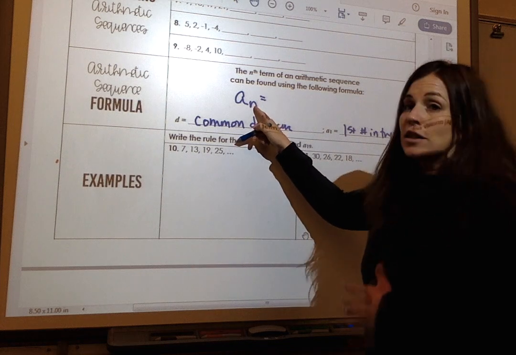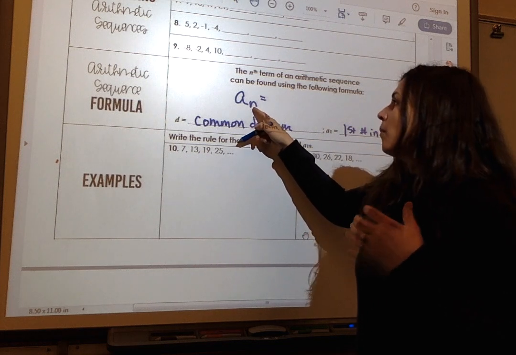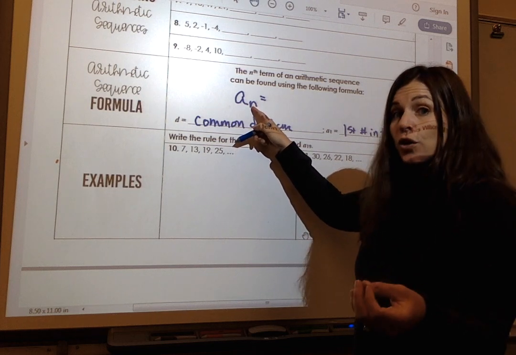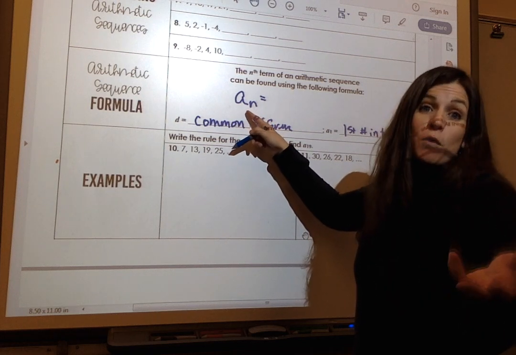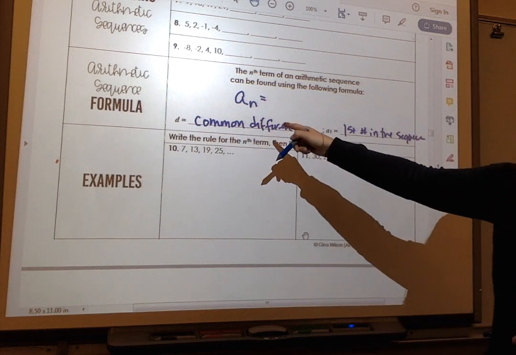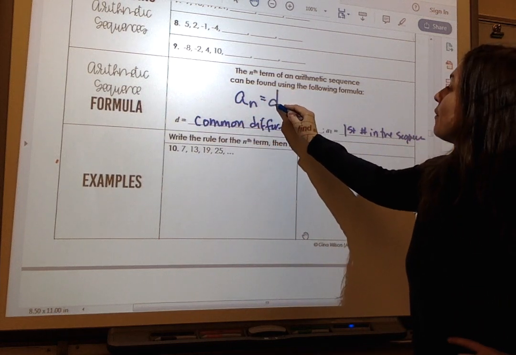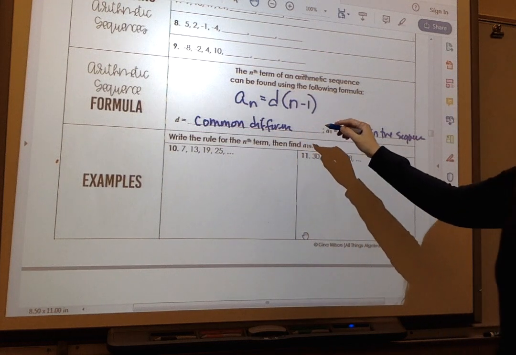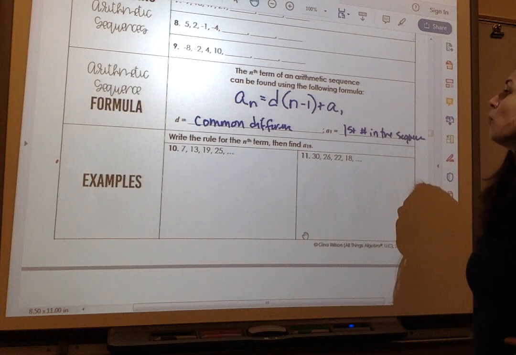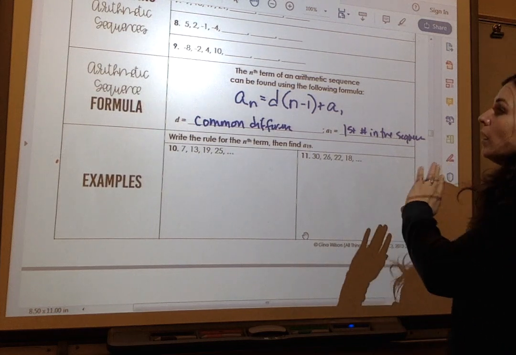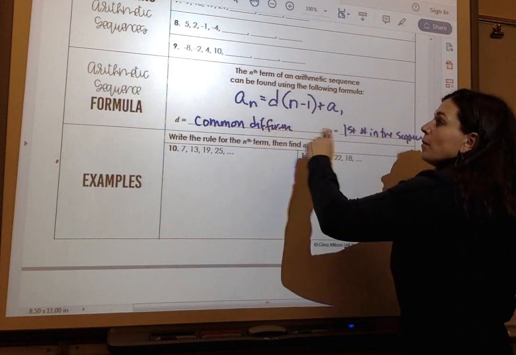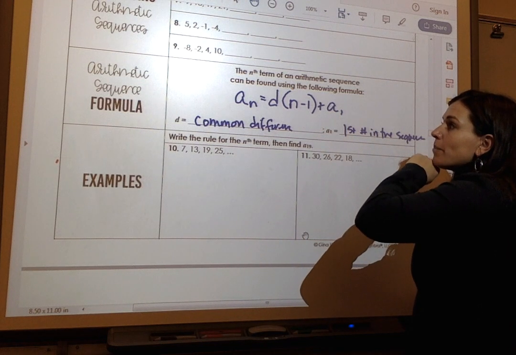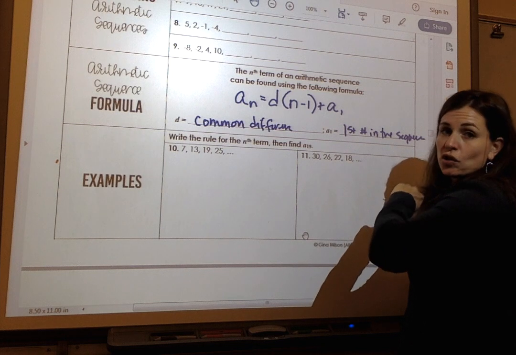AN, now this N stands for the number in the sequence that we're looking for. So if I asked you the 54th term, that's what AN would be. It would be 54 because that's the number of the term that we're looking for. And then it's the common difference times N minus 1 plus A sub 1. Okay? So D stands for the common difference, and A1 is my first term. So let's take a look at what that is going to allow me to do.